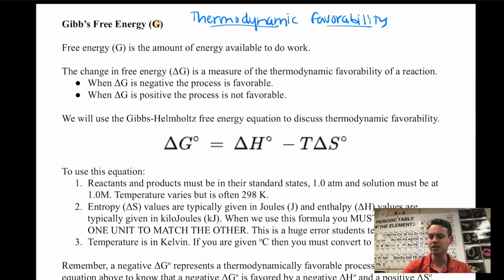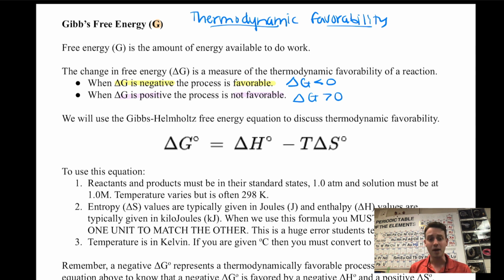So if we calculate this and we find that delta G is negative, then we say that the process is favorable. So for a reaction to favor the formation of products, delta G needs to be negative. When delta G is positive, we say that the reaction is not thermodynamically favorable. So when it is positive, the reaction is not thermodynamically favorable.